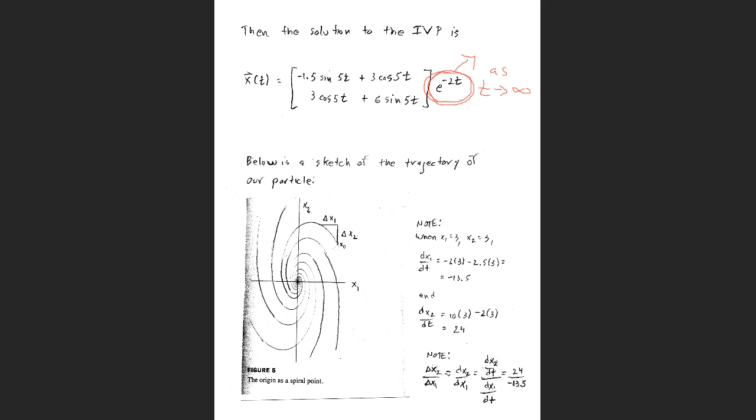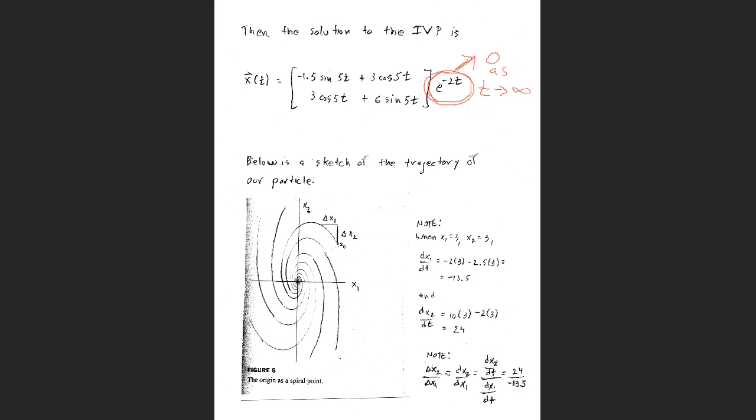What does e to the negative 2t approach as t goes to infinity? Does e to the negative 2t exponentially increase or decrease? Based on the fact that the exponent's negative, e to the negative 2t should exponentially what? Increase or decrease? It decreases and it goes to 0.